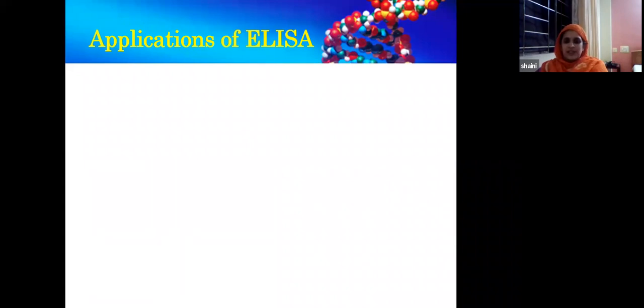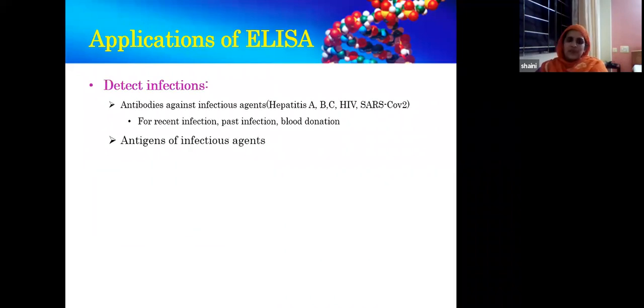Applications of ELISA are wide. It has multiple uses, of which first and foremost it is used in infections. Even as dental surgeons, you ask for an HIV test or an HBsAg test before surgical procedures. The test that is done is ELISA. You can do ELISA for HIV, hepatitis, SARS-CoV-2, everything. It can show recent infection: if IgM shows up, the infection is recent. If IgG shows up, then it is a past infection. It is used for blood donation, etc. And again, antigens of infectious agents also can be tested.